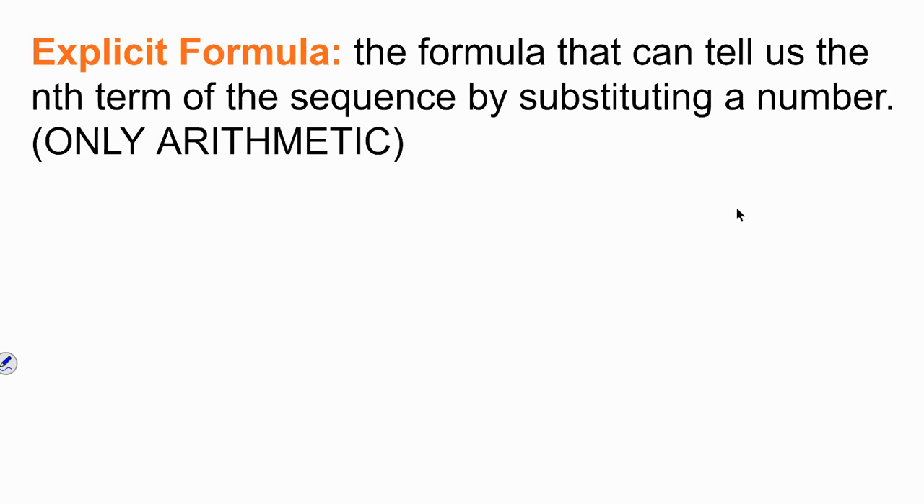This is referred to as an explicit formula. Now what this formula can do is tell us the nth term, there's that phrase again, nth term. It just means the first, second, third, fourth, fifth, sixth term of the sequence, by substituting a number. Now, what I'm going to show you is this little formula. If you write nothing else down from this video, write down this formula because this is what we're going to be using to write the explicit formula for an arithmetic sequence.